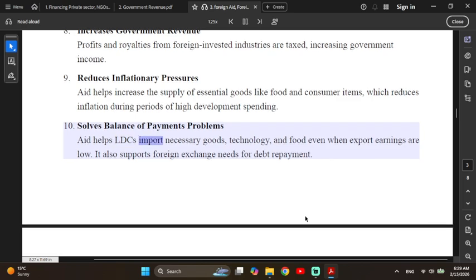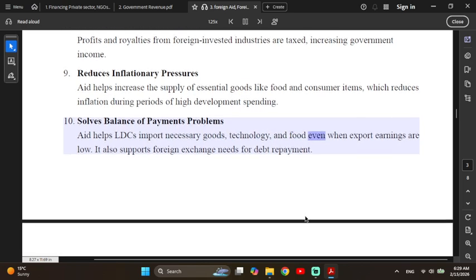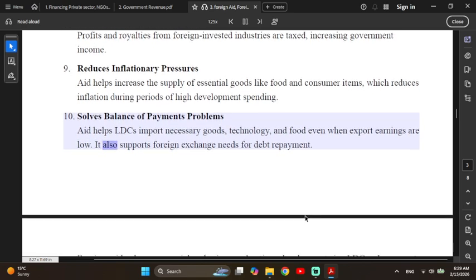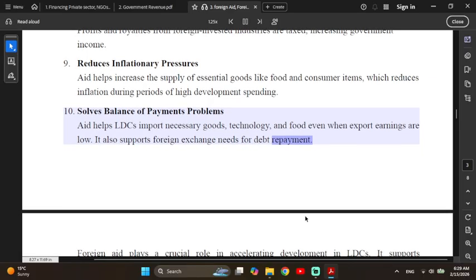10. Solves balance of payments problems. Helps LDCs import necessary goods, technology, and food even when export earnings are low. It also supports foreign exchange needs for debt repayment.